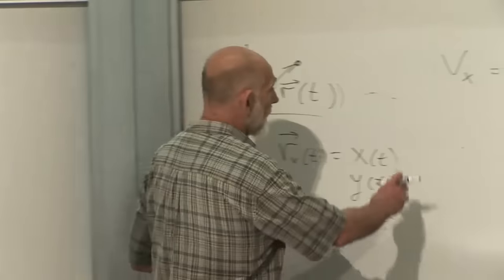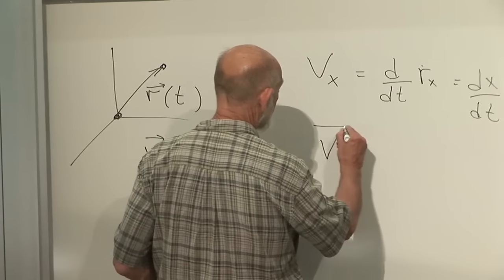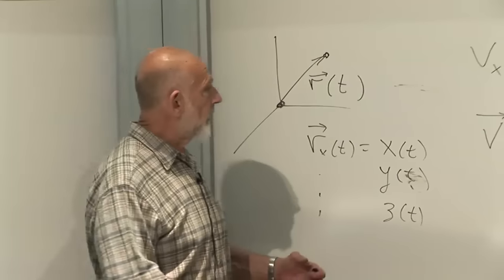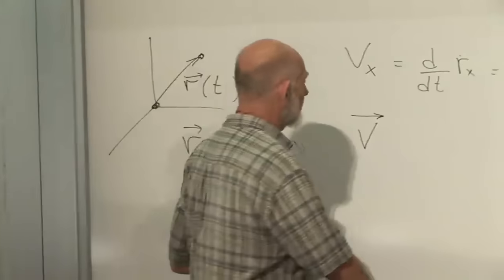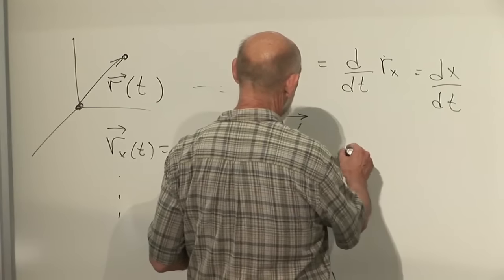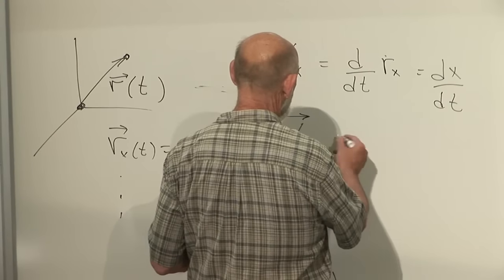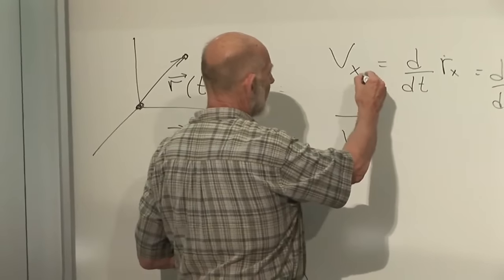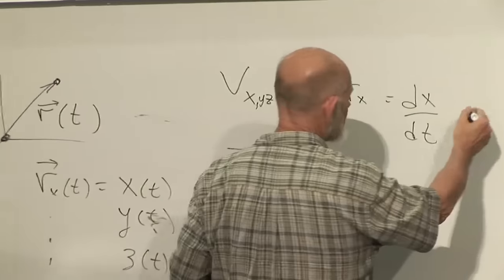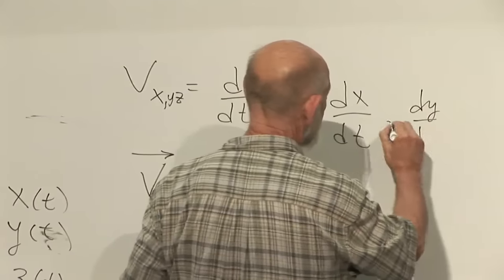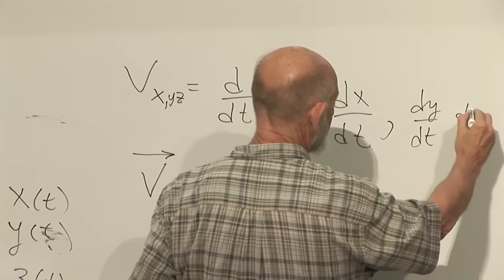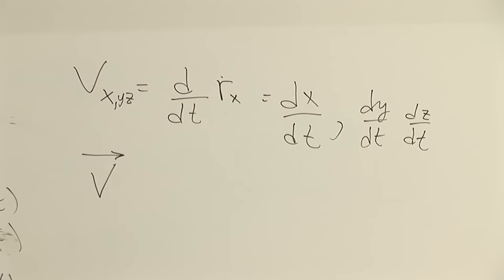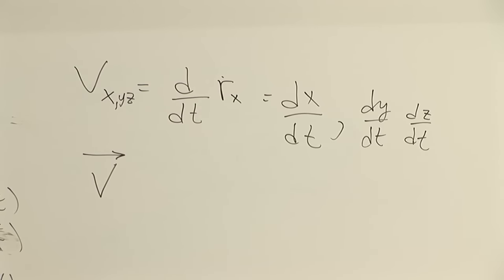So there's a velocity vector, and it's easiest to specify by specifying its components. I won't write equals. It has components x, y, and z, which are the x dt, the y dt, and the z dt. That's the notion of the velocity vector.